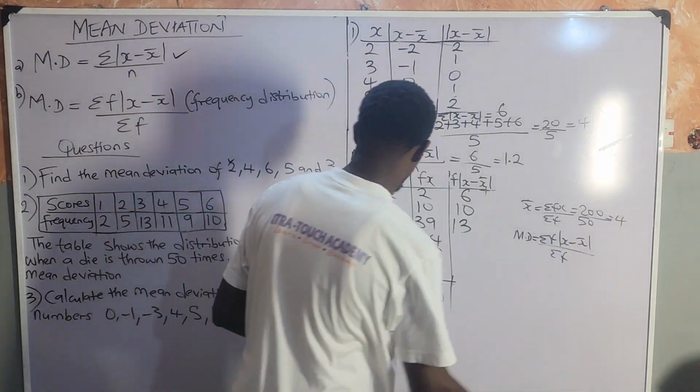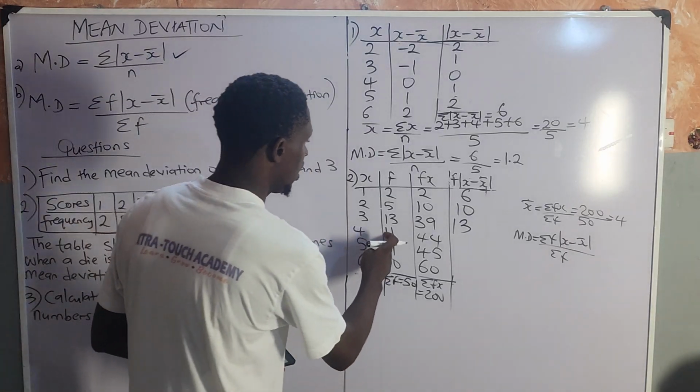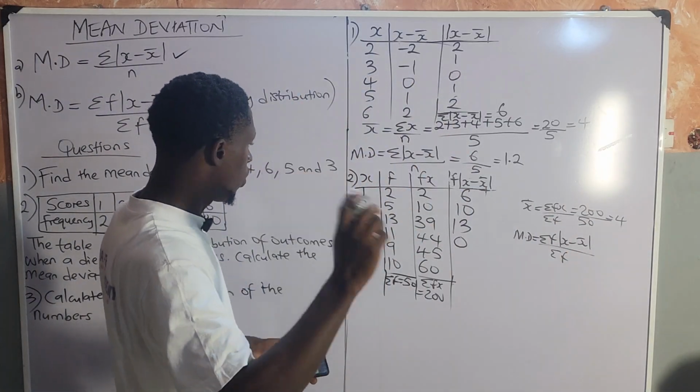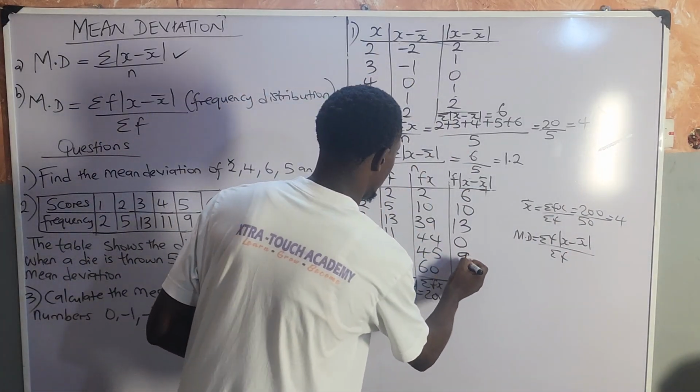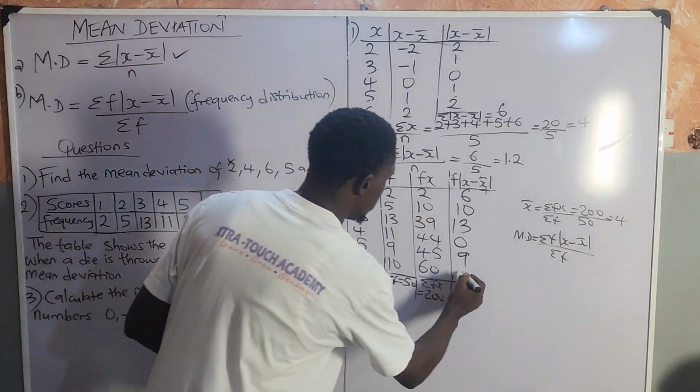4 minus 4 is 0. The absolute value of 0 is 0. 0 times 11 is 0. 5 minus 4 is 1. 1 times 9 is 9. 6 minus 4 is 2. 2 times 10 is 20.